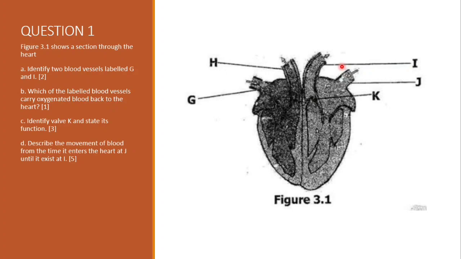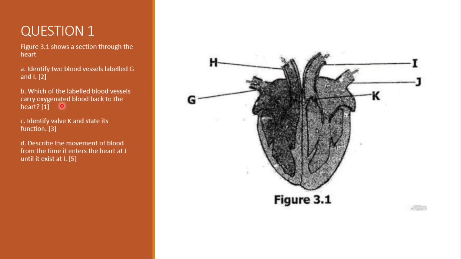What arteries do is transport blood away from the heart. They simply carry blood away, taking it out of the heart. So I is the aorta. Its function is that it transports oxygenated blood from the heart, taking it to all parts of the body. So we've identified this blood vessel as the vena cava and this one as the aorta.